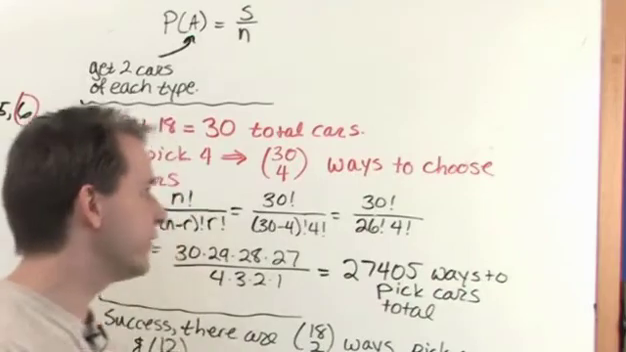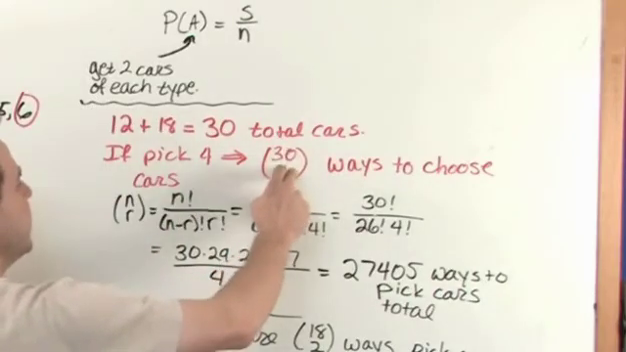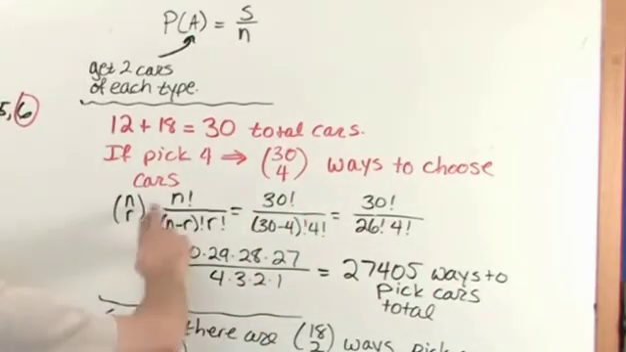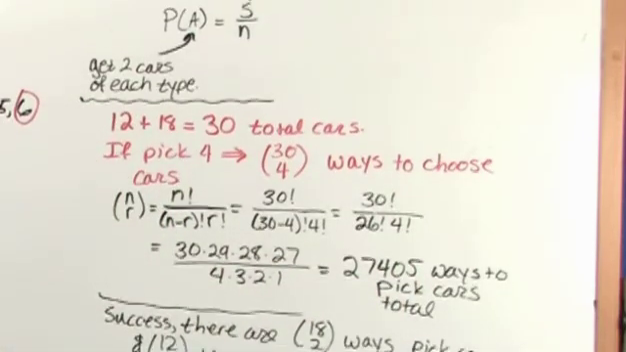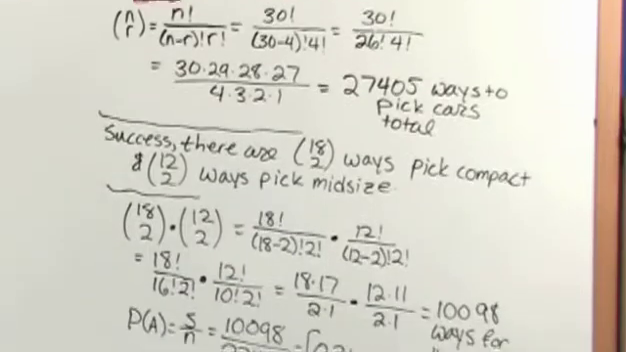So you're using combinations. So 30 taken 4 at a time in a combination is given by this math here, and you get 27,405 ways to do that. That's the total number of ways I can pull cars out of that pool of 30 cars.